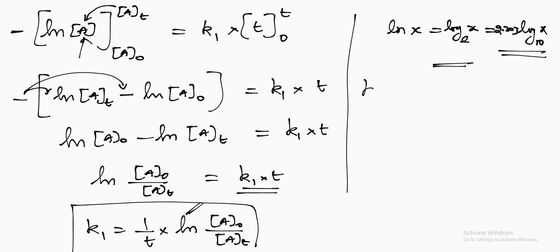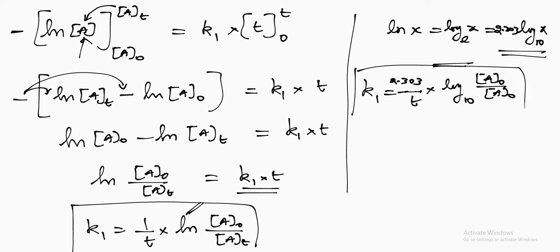So you'll get k1 equal to 1 by t into, in the place of ln I'll put log base 10. If you put log base 10, 2.303 should come in the numerator. So I'll put 2.303 by t log a naught by at. Is this clear, students? Any doubt? K1 equal to 2.303 by t log a naught by at. If you have any doubt, you can ask me, students.